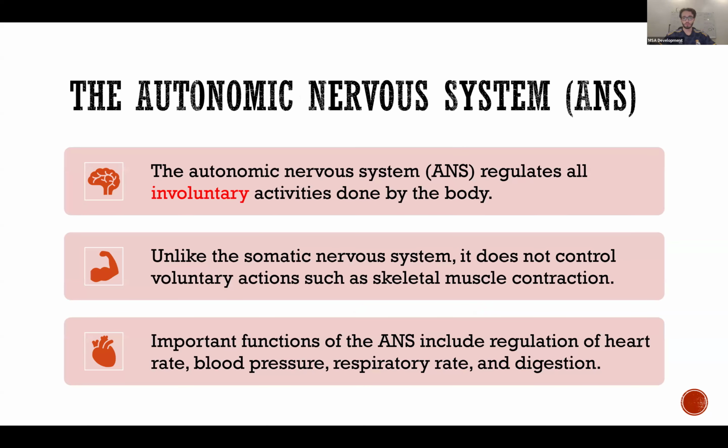Okay. So as we just said, the autonomic nervous system regulates all of the involuntary activities done by the body. Unlike the somatic nervous system, it does not control any voluntary actions. Some of the functions of the autonomic nervous system would be regulation of your heart rate, blood pressure, digestion, basically anything that you do not control.